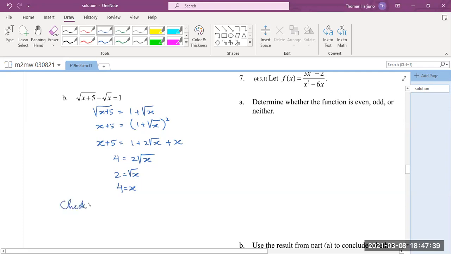Okay, now before I do the checking, let me say something. Suppose, on the other hand, we get 7 equals 4 square root of x. You can divide by 4 first and then square both sides if you like.